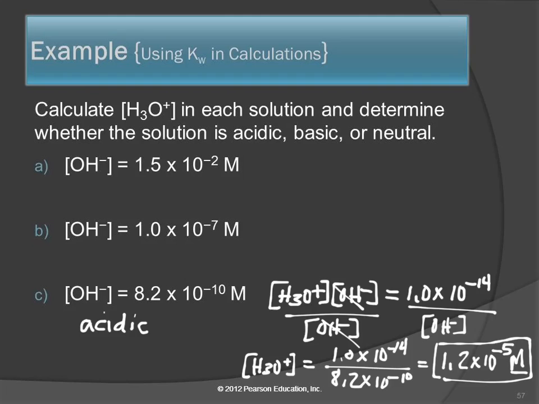B, we can actually do without doing any math. It's neutral, because the hydroxide is 10 to the minus 7. And if the hydroxide is 10 to the minus 7, then what's the hydronium ion concentration? It's the same.